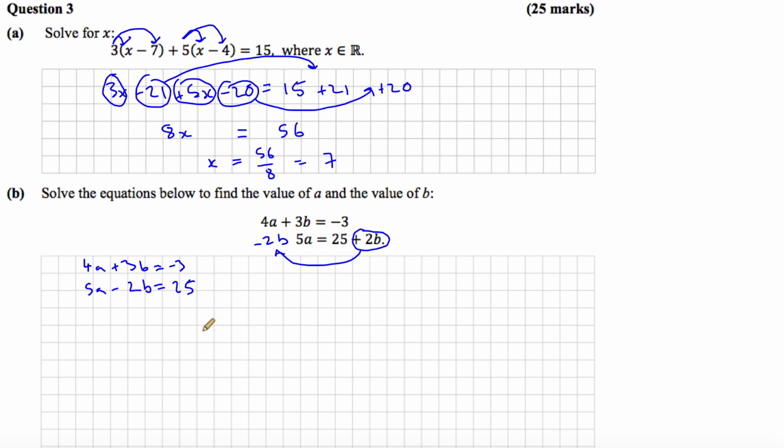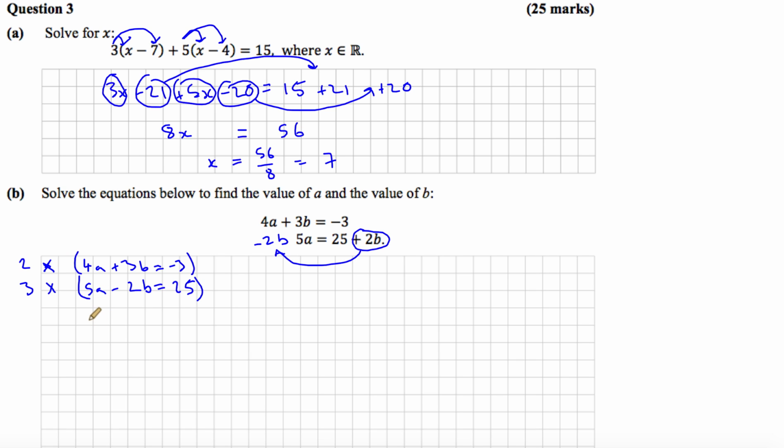Now, if I want to eliminate either the a's or the b's, I have to make the coefficients of the a's or the b's the same. So what I'm going to do is multiply the top line here by 2. And I'm going to multiply the bottom line here by 3. And what that's going to do is make the b coefficients the same.